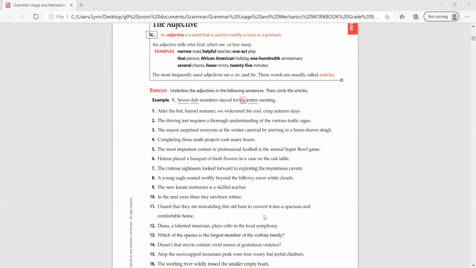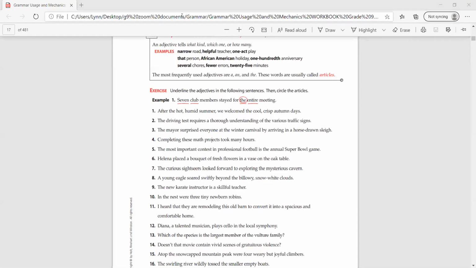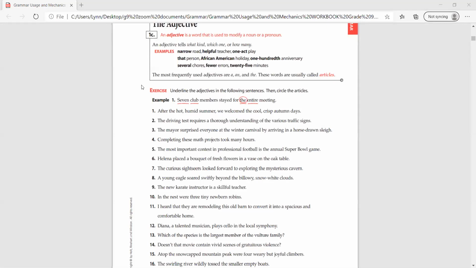Debelina, do the first five, please. One is hot and humid. Go ahead. Tell us the adjectives. Tell us what you underlined and what you circled. And cold and crisp. Amika, help her on this sentence, please. Yes, hot and humid are adjectives. We will underline them, describing summer. Cool, crisp, autumn, all three describe days.